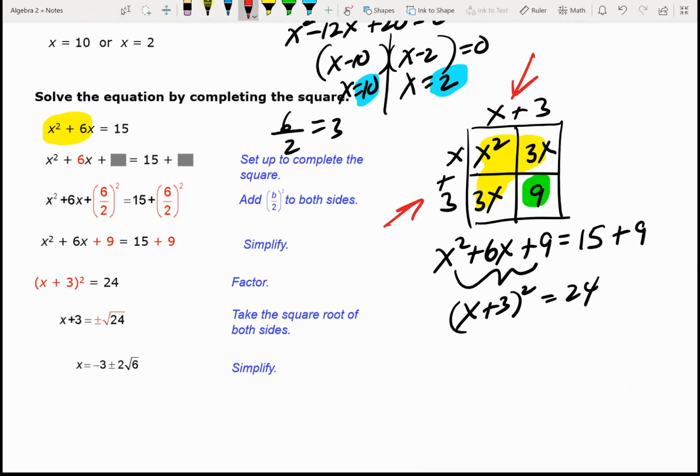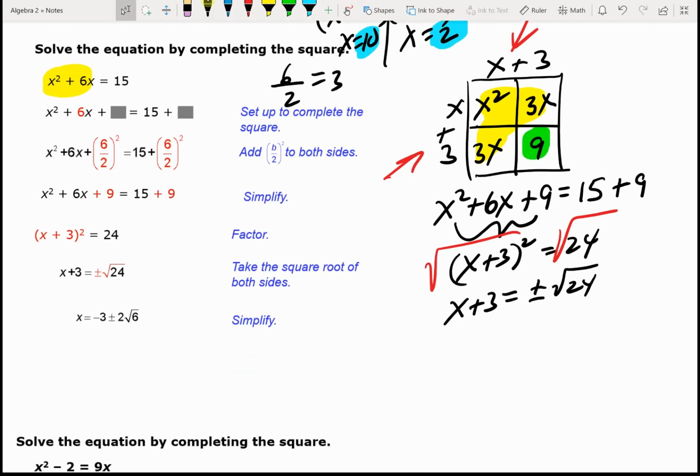Now I'll take the square root of both sides, and then this will give me x plus 3 equals plus or minus root 24. Okay, I'll simplify root 24. The largest perfect square factor of 24 is what? 4, right? Perfect square number. The largest perfect square factor of 24 is 4. So this would be x plus 3 equals plus or minus root 4 times root 6, which is just plus or minus 2 root 6.